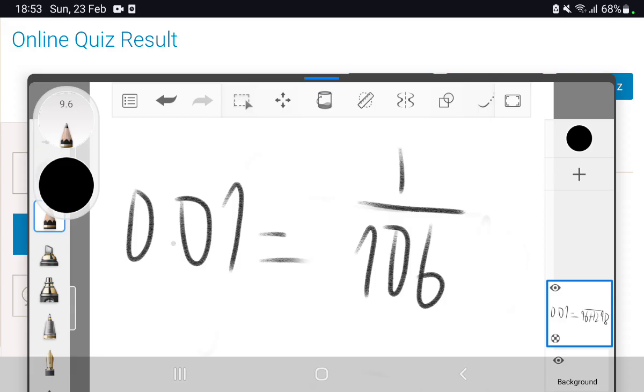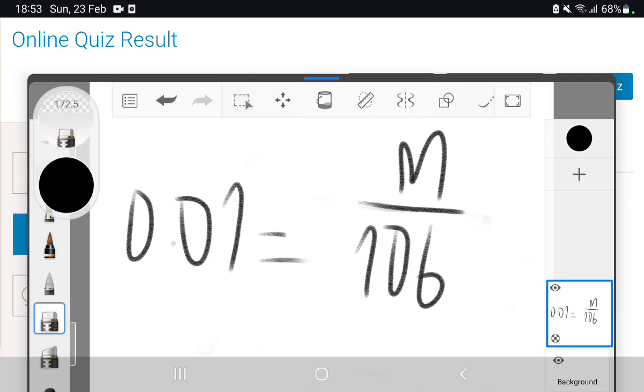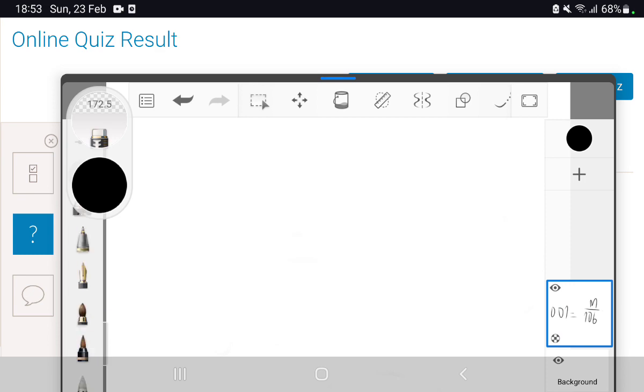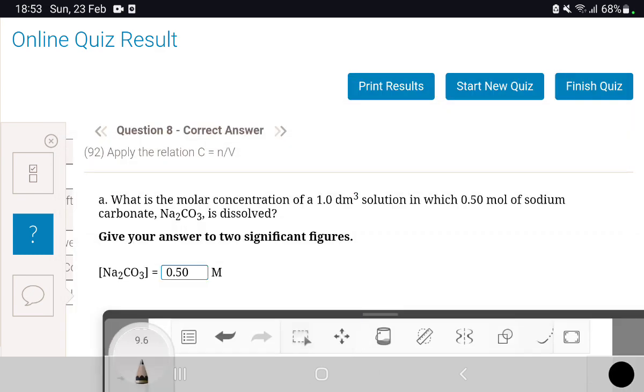Okay, and then the mass here, which will be M. We get that the mass is equal to 1.06 grams. Okay, number 9.